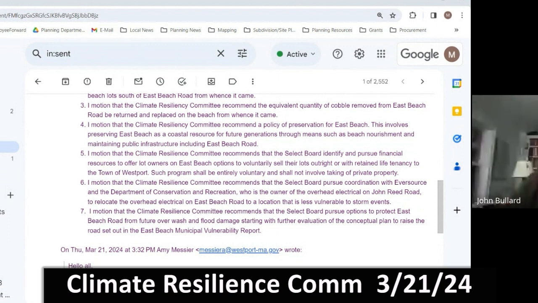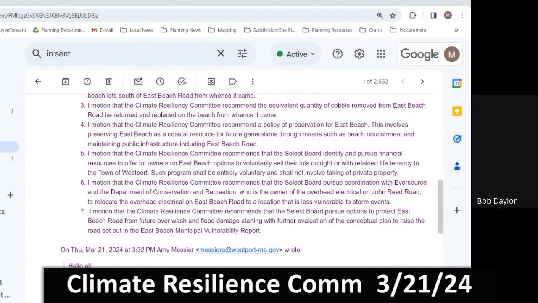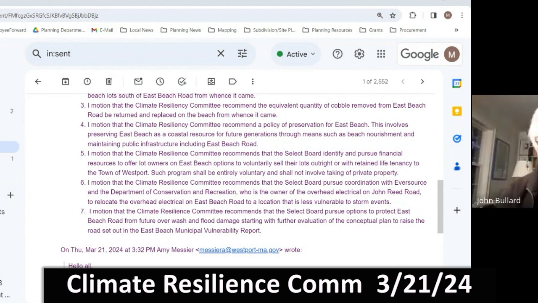Okay. Last one here. I move that the Climate Resilience Committee recommends that the Select Board pursue options to protect East Beach Road from future overwash and flood damage, starting with further evaluation of the conceptual plan to raise the road set out in the East Beach Municipal Vulnerability Report. Bob, this is your motion, right? This is my motion, and I so move it. Okay, Jim, is that a second? Your second? Okay, so again, this, like the Eversource one, comes out of the vulnerability report.